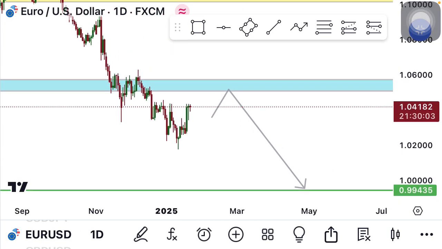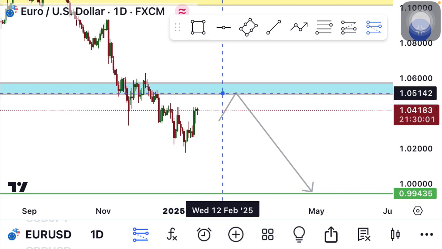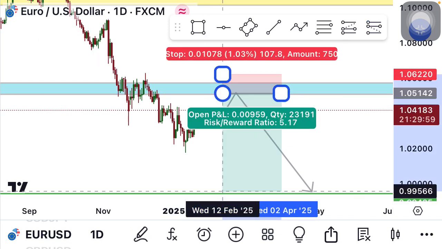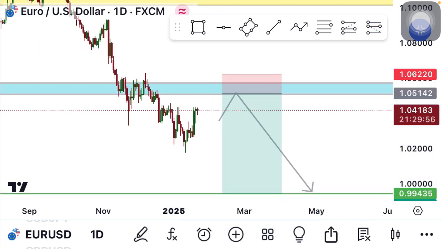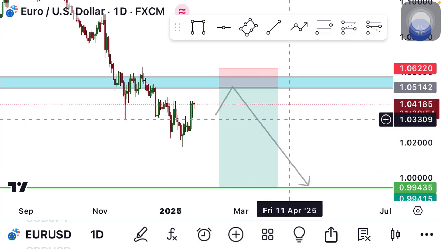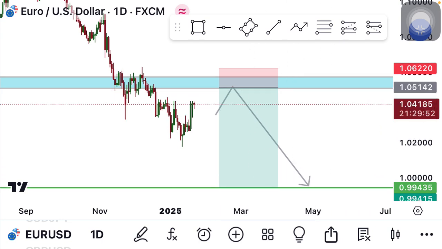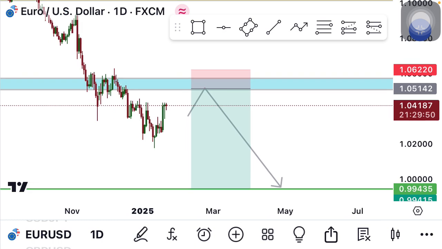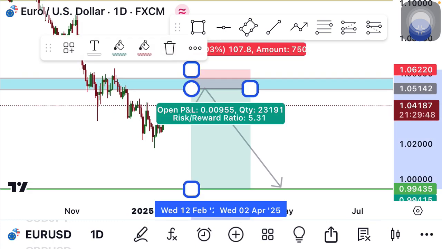So this is exactly what I'm expecting for something like this. Exactly what I'm expecting for Euro USD. Now, because we're not actually going to be using the daily time frame as our entry, we're going to be using the 4-hour time frame. So this risk is going to reduce, to give us a much higher risk to reward ratio.